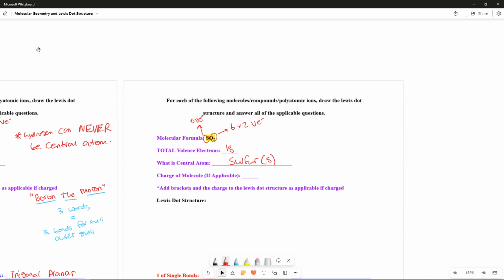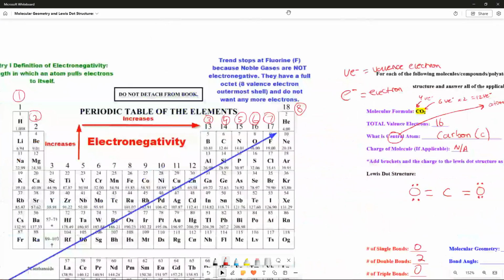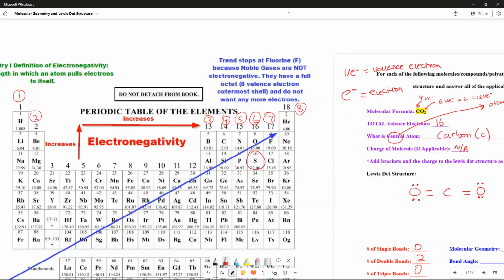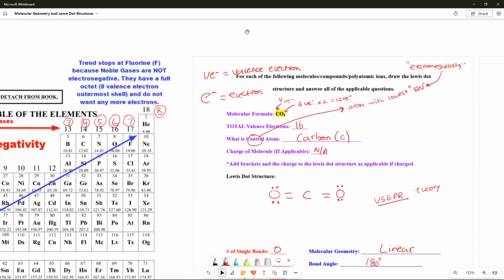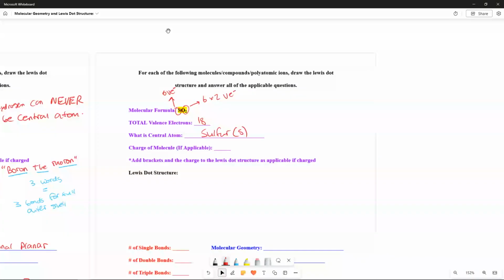because if we look at our periodic table, we know that sulfur is less electronegative than oxygen, because the periodic trend increases as you go up and sulfur is below oxygen. So it is least electronegative compared to oxygen. There's no charge on the molecule because it doesn't have a charge listed right there in that space. So it has no charge.